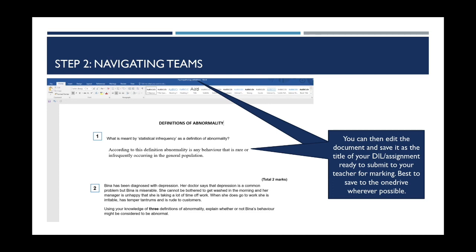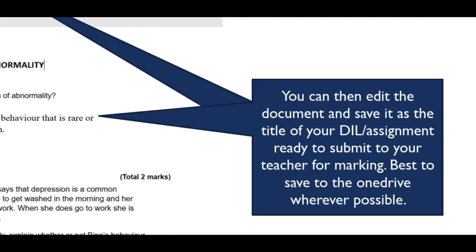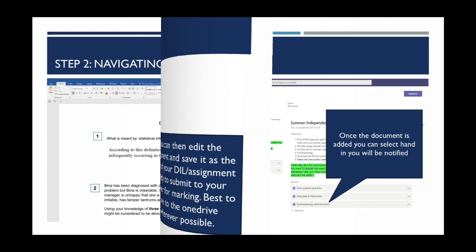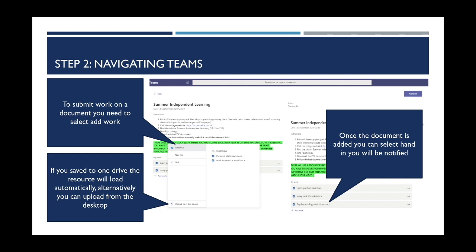You use it as a normal Word document, and then when it comes to saving, you want to save it to OneDrive wherever possible. So once you're happy with your answers, just save that document somewhere onto your OneDrive if that's possible. If not, save it onto a desktop. Then, if you go back into your Teams space, there is a functionality for you to submit that piece of work straight back to your teacher. So you don't have to email them anything, you don't have to print anything out, there's no hard copy. They will be able to see your answers straight away.